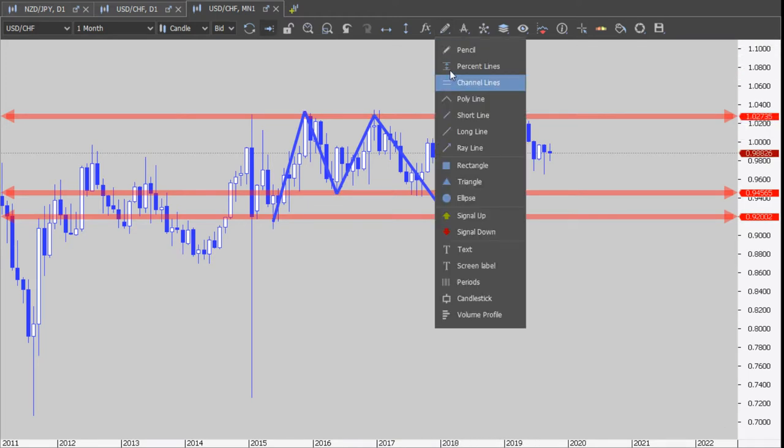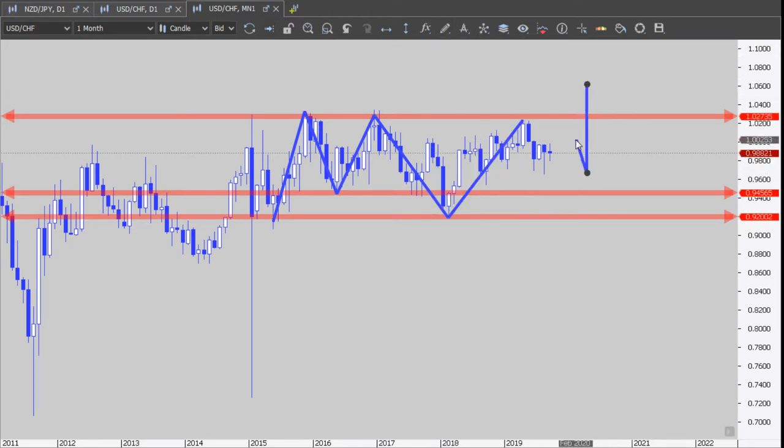Upper band, lower band. So long-term bias is down. Okay, long-term. Of course, anything and everything can happen in here, but the long-term bias is down, right? This is the monthly chart.